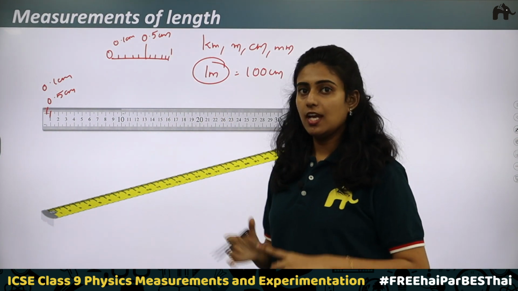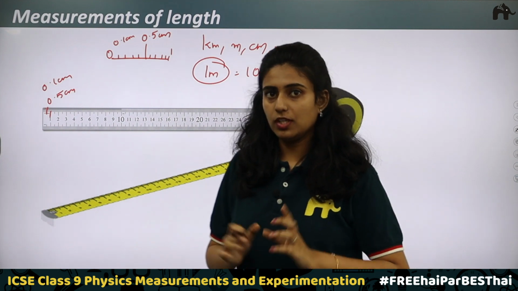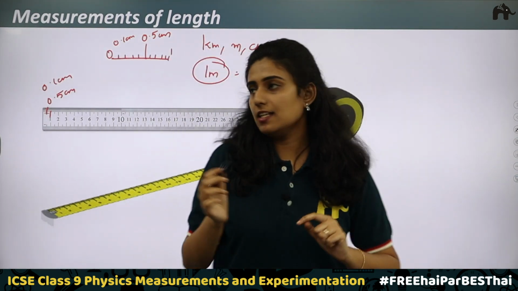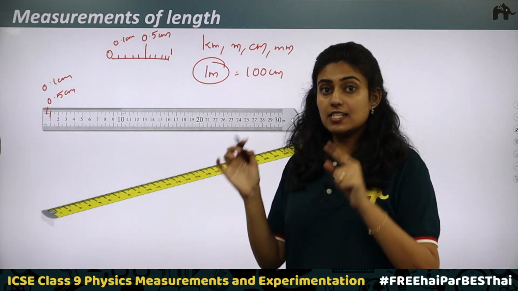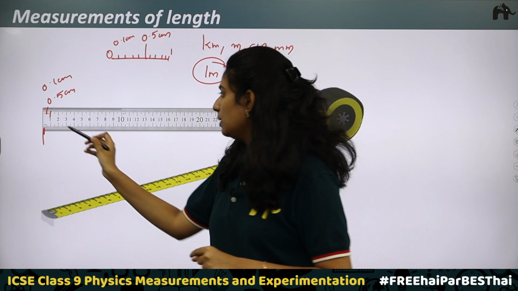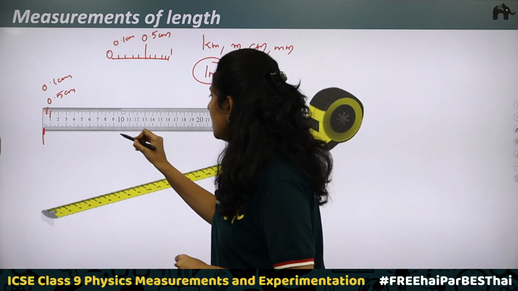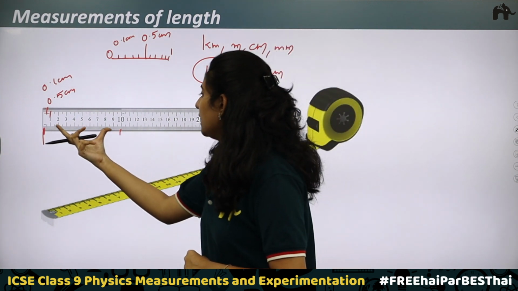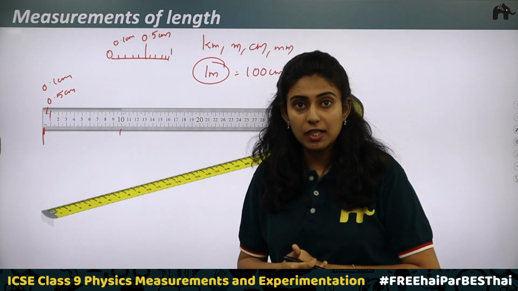Now, if you have a pencil, you have to measure the length of the pencil. One end of the pencil you will be keeping at the 0. Let's say up to here you have the length. Then you can easily say that the pencil is of length 10 centimeter.